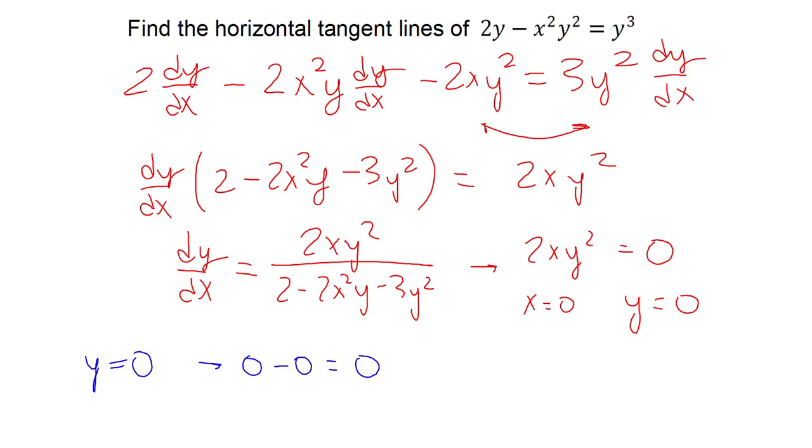Well, the only thing that would make that denominator equal 0 would be if 2 minus 2x squared y minus 3y squared equals 0. But if y is 0, we just end up with 2 minus 0 in that denominator, which is never equal to 0. Therefore, y equals 0, which happens to be just a horizontal line that's part of this graph, is always a horizontal tangent line. Then we need to do the slightly more complicated one, which will be to plug x equals 0 into our original equation.